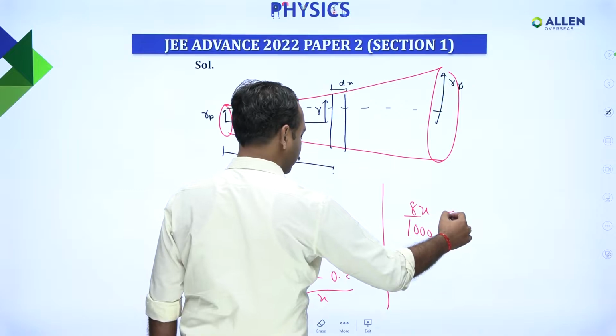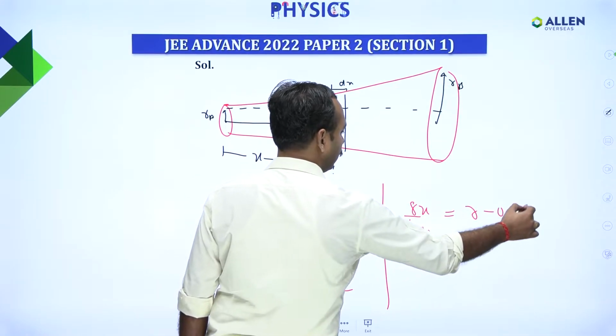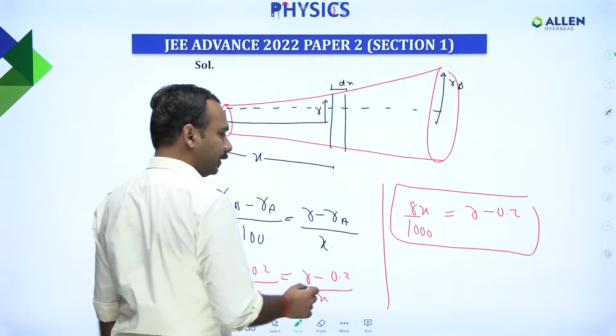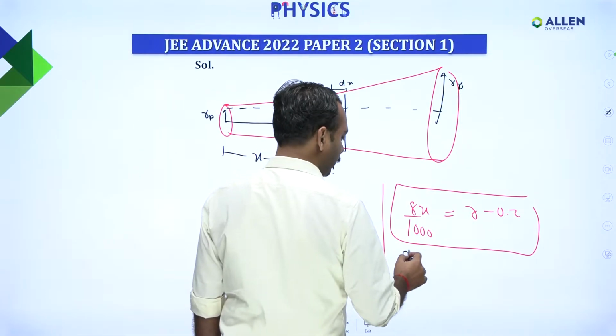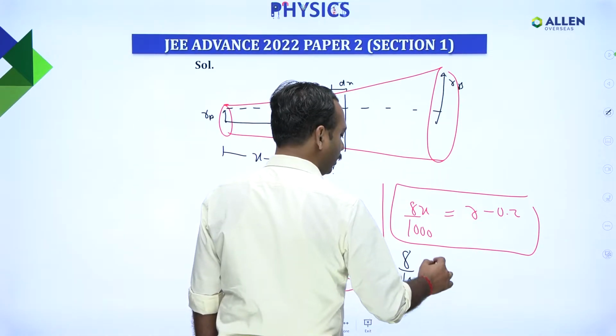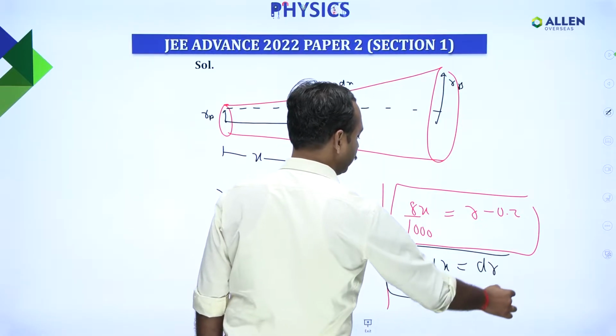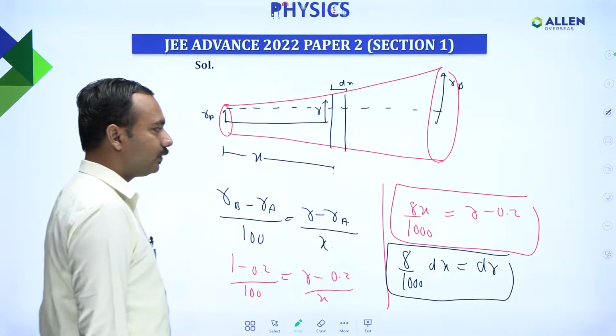8x by 1000 equals R minus 0.2. So your x and small r are related now. If you differentiate both sides, you get the relation also. So 8 by 1000 dx is equal to dr. That's the relation between dx and dr. We got it, and I'm going to use it further.